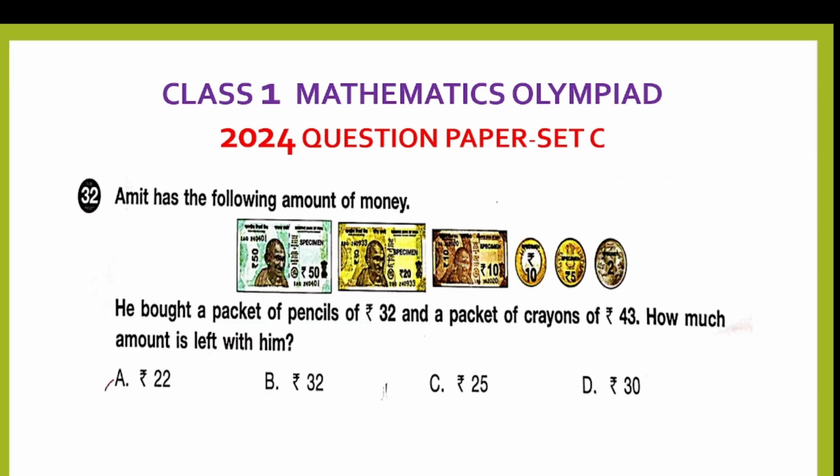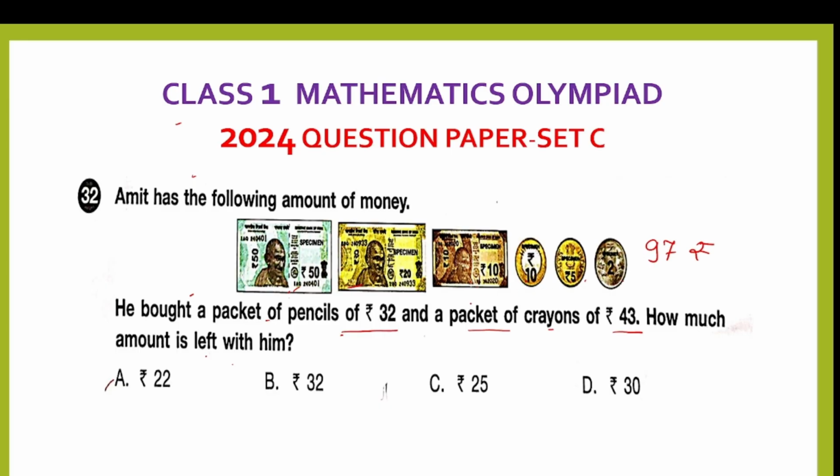Next question. Amit has the following amount of money. He bought a packet of pencils for rupees 32 and a packet of crayons for rupees 43. So how much amount is left with him? First find out the amount Amit has, that is 50 plus 20 is 70, 70 plus 10 is 80, then 10 more is 90, 95 and 97. So Amit has 97 rupees.